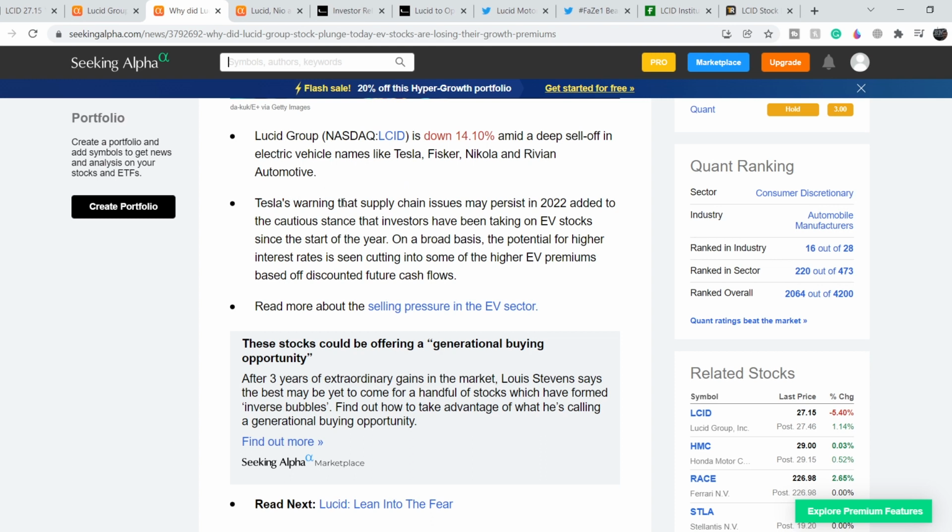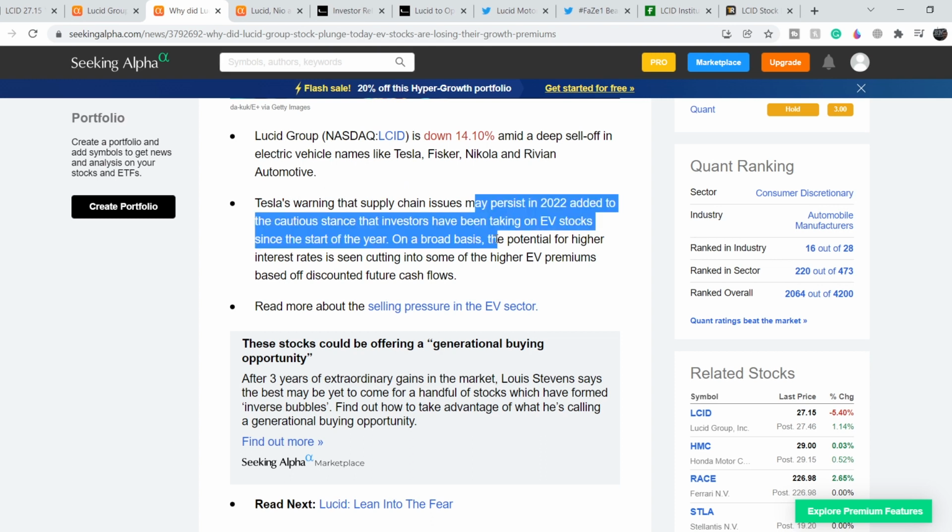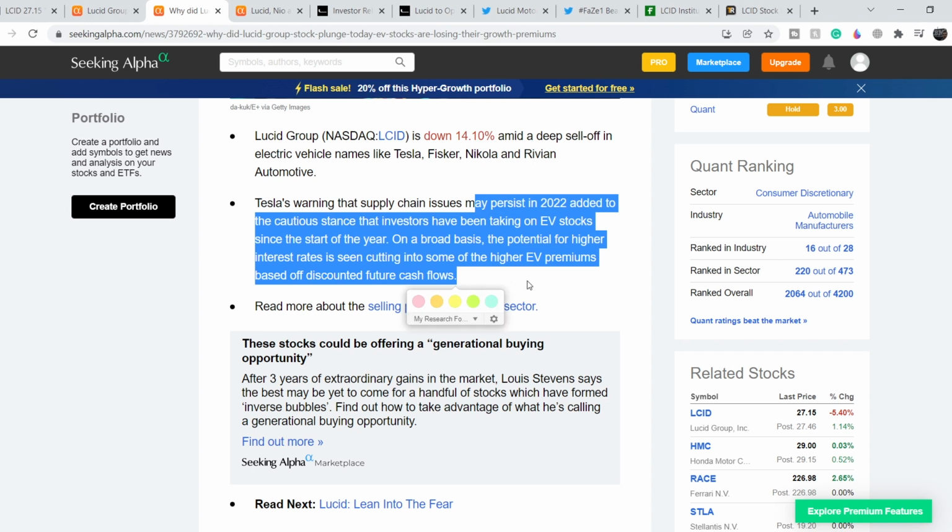Tesla's warning that supply chain issues may persist in 2022 added to the cautious stance that investors have been taking on EV stocks since the start of the year. On a broad basis, the potential for higher interest rates is seen cutting into some of the higher EV premiums based off discounted future cash flows.